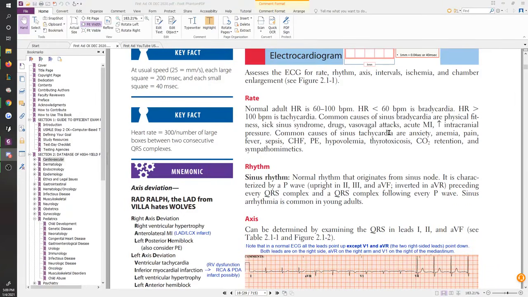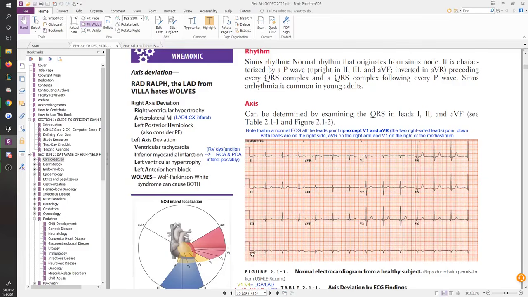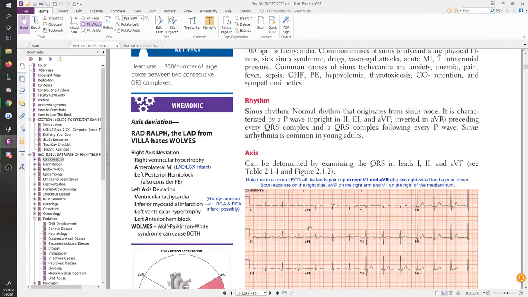Common causes of sinus tachycardia, things that increase your heart rate, are going to be anxiety, anemia, pain, fever, sepsis, congestive heart failure, a lot of things, right? So CO2 retention is another one of those, basically acidosis, and sympathomimetics, things that act like your sympathetic nervous system, which is for fight or flight. Rhythm is basically how repetitive it looks, right? It should have the same tone to it. There shouldn't be a lot of jumping back and forth and changes in rhythm.